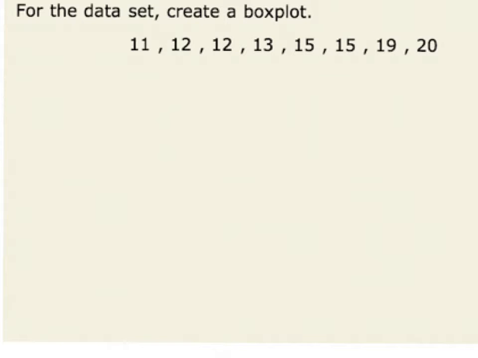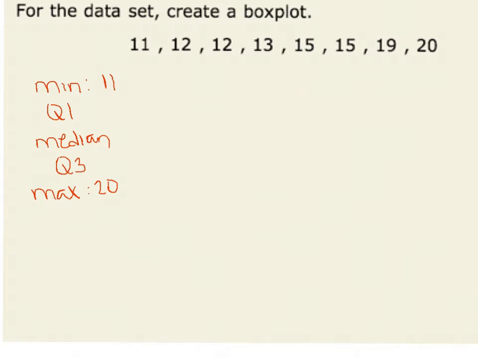For the data set, we are asked to construct a box plot. A box plot is a graphical display of the 5-number summary, and it can be used to show outliers. The 5-number summary is given by the minimum value, which is 11, the lower quartile, the median, the upper quartile, and finally the maximum, which is 20.